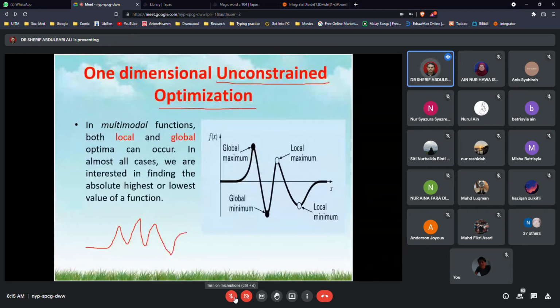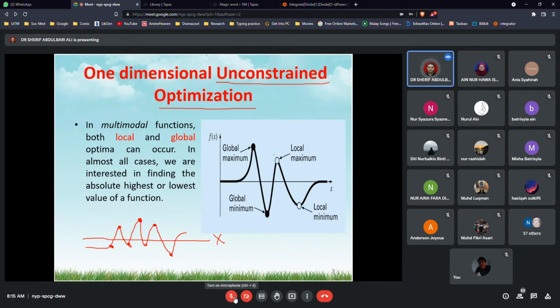Okay, let's say that this is the x-axis here. So the peaks here, this is considered a maximum value, and this one also is considered a maximum value. And this is considered a maximum value. This value here is considered a minimum. This is also a minimum. And this one and this one.